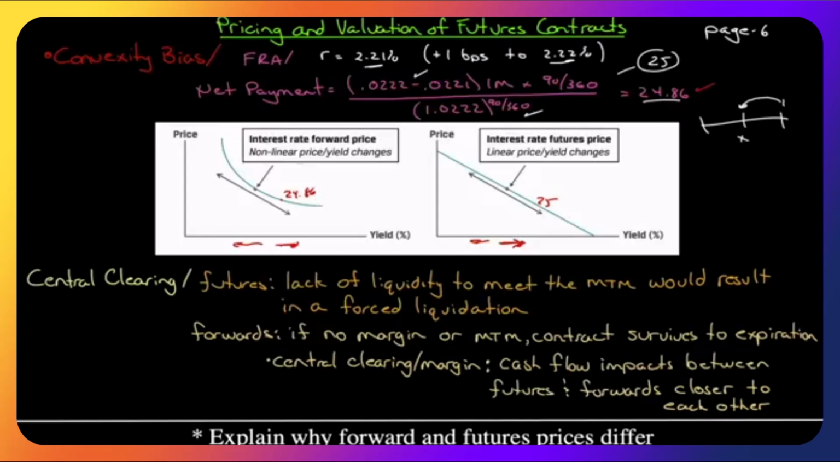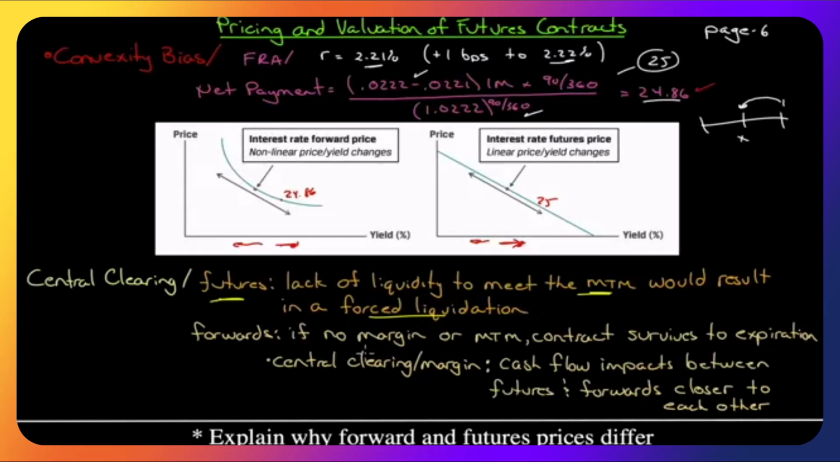And finally, we end with a discussion of central clearing, looking at futures and forwards here. Not much to take away. There's not a lot of discussion here, but 2 big points are made. For futures contracts, because of central clearing, a lack of liquidity to meet the mark-to-market would result in a forced liquidation. A forced liquidation is where your broker says you have until this time of the day to meet the margin call. If you can't, they liquidate your futures contract for you. They simply close it out. And since you had nothing to do with closing it out, it is called a forced liquidation.